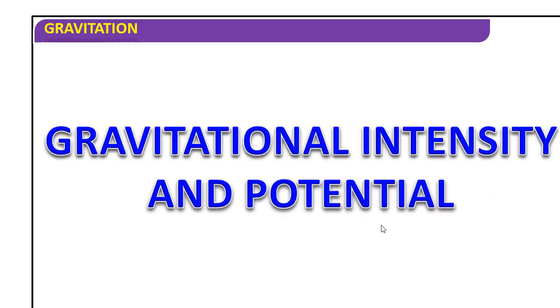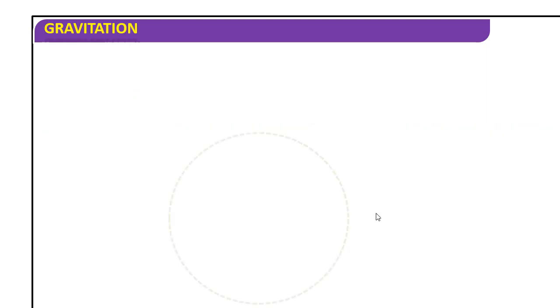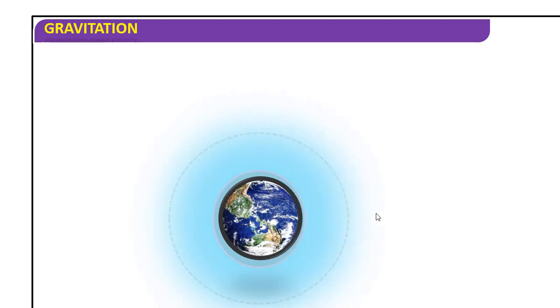Gravitational intensity and potential. See, this topic is important even in Coulomb's law. Electric field intensity is there. Similarly here, gravitational field intensity, gravitational potential. There, electric potential is also there, electric potential energy. Similarly here, gravitational potential energy.